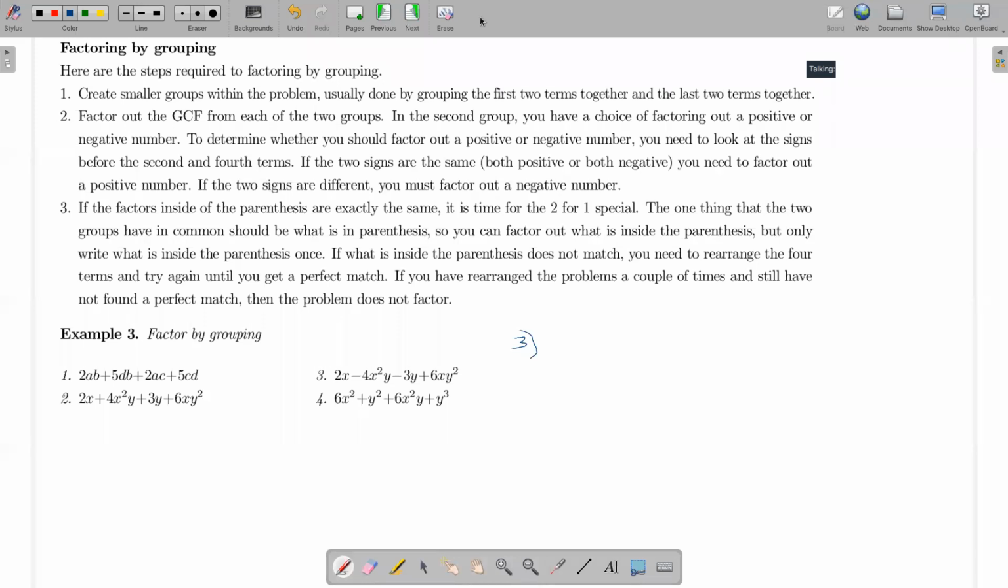Okay, so first create small groups within the problem, usually done by grouping the first two terms together and the last two terms together. Okay, so if I take this third one, this one I'll do several things, starting from the first one.